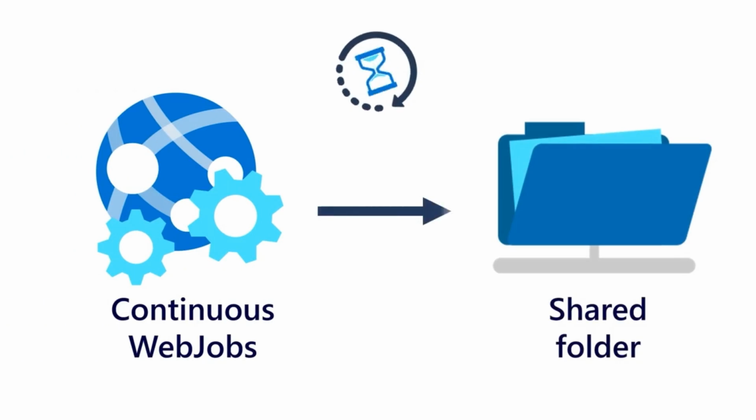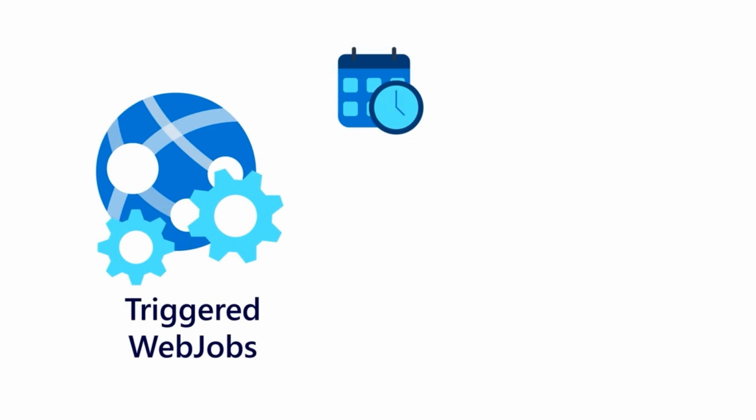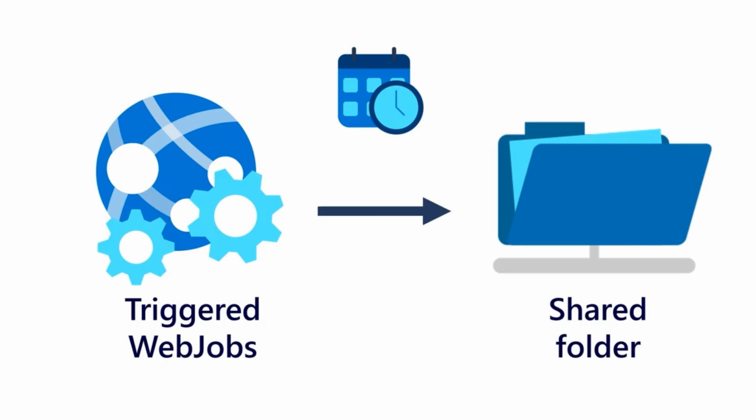Web jobs are a part of the Azure App Service that you can use to run a program or script automatically. There are two kinds of web job. The continuous web jobs run in a continuous loop. For example, you could use a continuous web job to check a shared folder for a new photo. The triggered web jobs run when you manually start them or on a schedule.